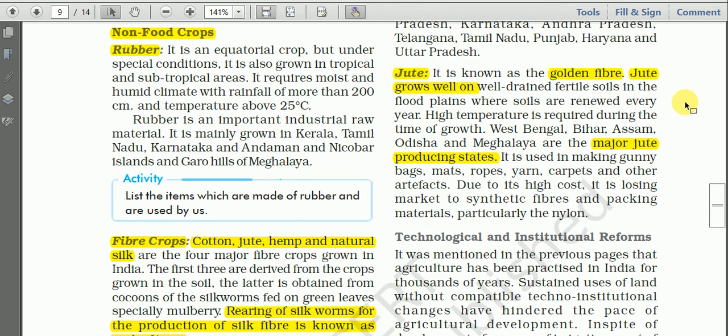My question was why jute is known as golden fiber. The answer is when we export jute fiber to the other countries of the world, India gets a lot of foreign exchange. India gets a good amount of money after selling these jute products and jute fiber, and that is why it is known as golden fiber. It is not related with the color.